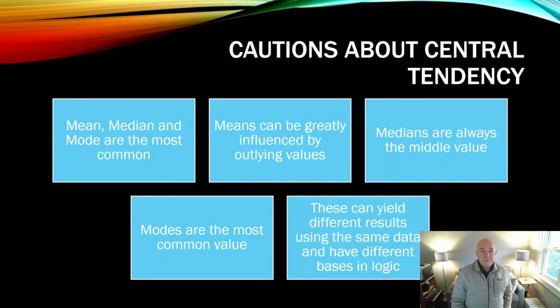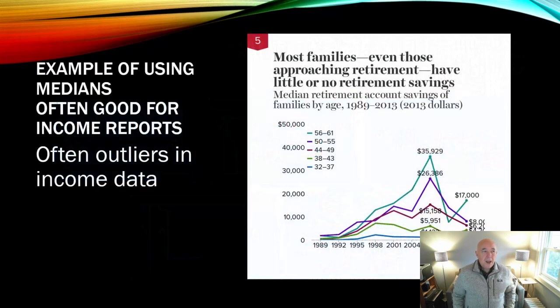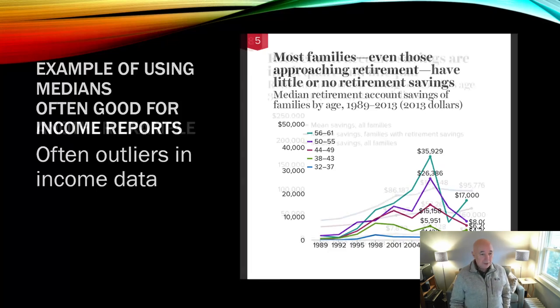Remember that your means can be affected by the outliers. Medians are always the middle value. And describing the middle, whether it's close together or far apart, becomes important. To give you a sense of this, look at this graph of median retirement account savings for families. This is the median, right? So medians for different amounts, and it's often a good example.